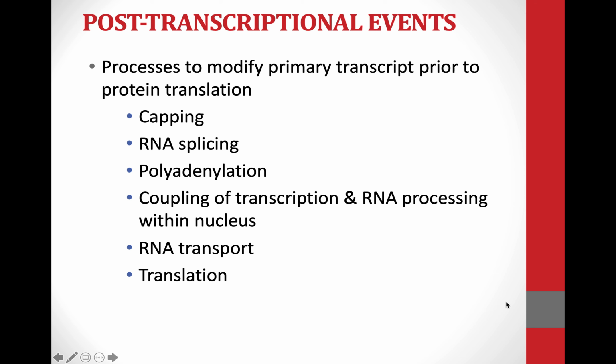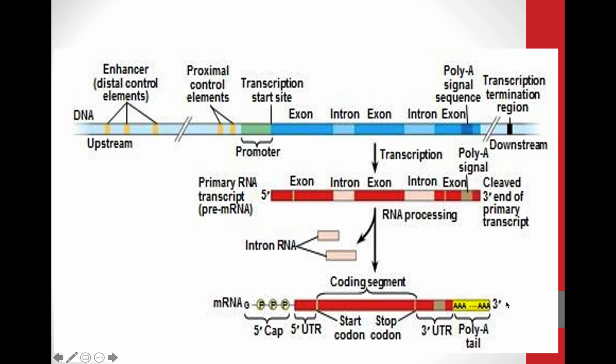They are capping, RNA splicing, polyadenylation, coupling of transcription and RNA processing within the nucleus, not the coupling of transcription and translation as in prokaryotes, RNA transport, and of course, translation. So this is basically your sequence of DNA with its exons and introns, with some enhancers, some proximal control elements, the transcription site, your promoter and whatnot. And of course, you have downstream, which also contains your polyA signal plus your termination region.